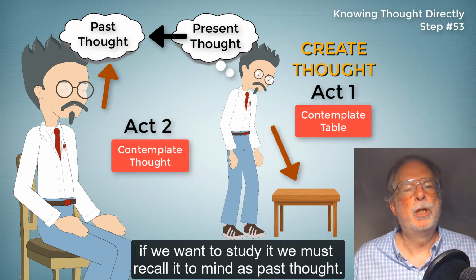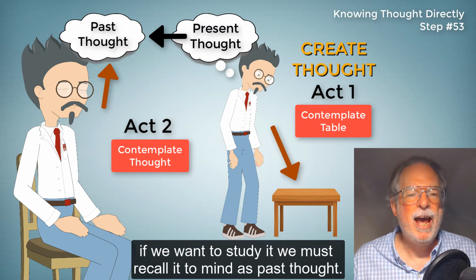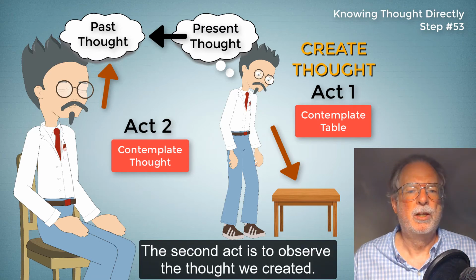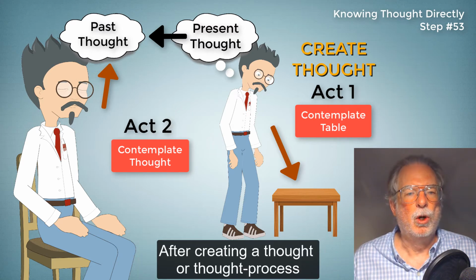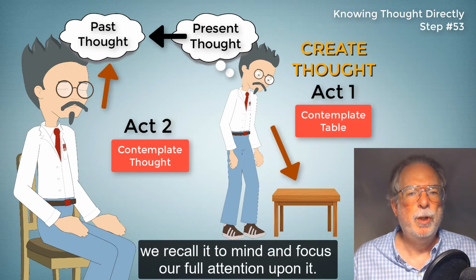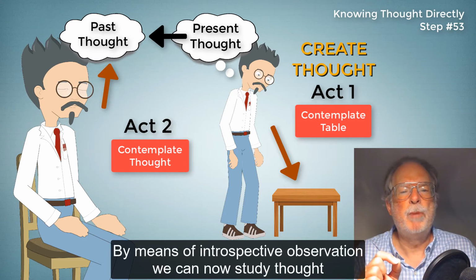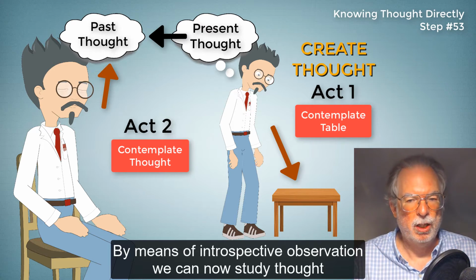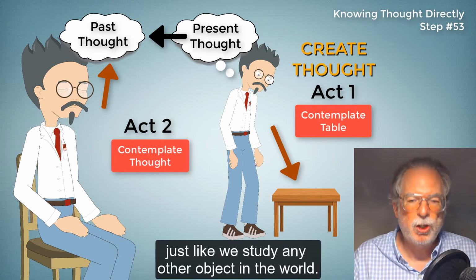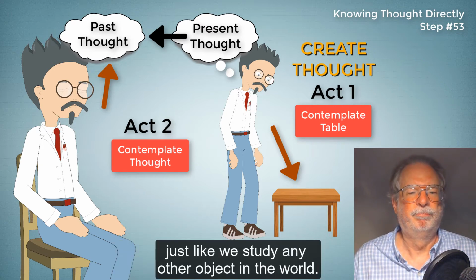Since we forget our thinking while we are actually doing it, if we want to study it, we must recall it to mind as past thought. The second act is to observe the thought we created. After creating a thought or thought process, we recall it to mind and focus our full attention upon it. By means of introspective observation, we can now study thought just like we study any other object in the world.